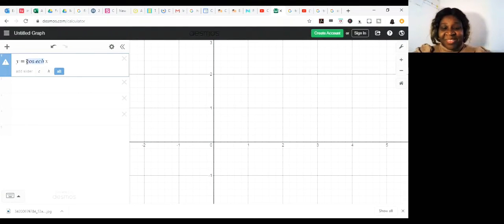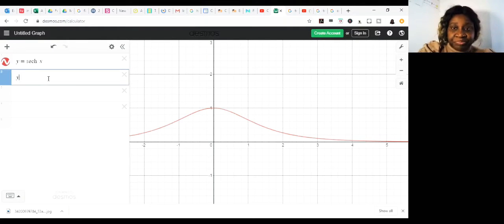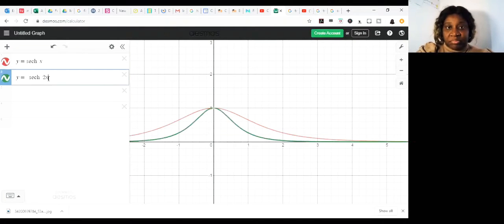y is equal to cosech x. Okay, at least it picked up that one. And y is equal to cosech 2x. Let's try that one. Okay, you can see that one is a little steeper than the other one. It is still touching 1 and it's still tending towards 0. Yeah, but a little bit steeper.